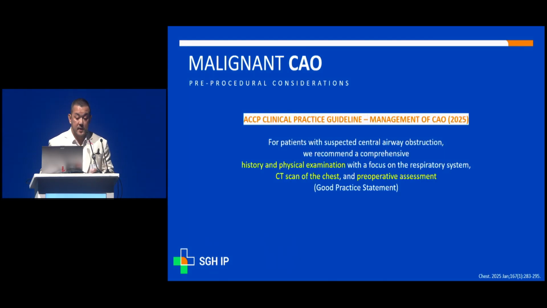This is in accordance with the ACCP Clinical Practice Guidelines, Management of CAO 2025. For patients with suspected CAO, we recommend a comprehensive history and physical examination with a focus on the respiratory system, CT scan of the chest, and preoperative assessment.